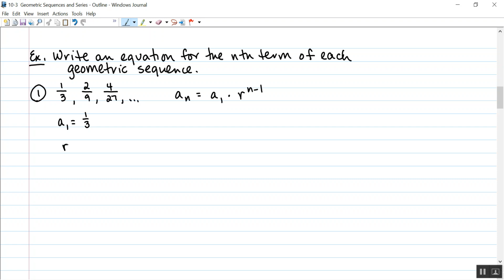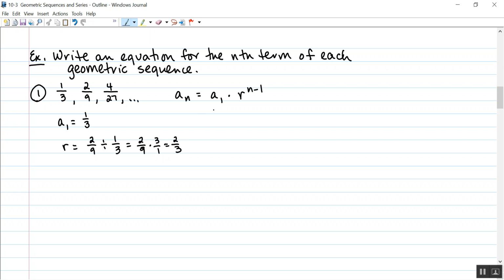my common ratio. So to find my common ratio, I take the second term and divide it by the first term. In other words, what do I have to multiply 1/3 times to get 2/9? So 2/9 divided by 1/3 is the same as 2/9 times 3/1, or 2/3. So my common ratio is 2/3.